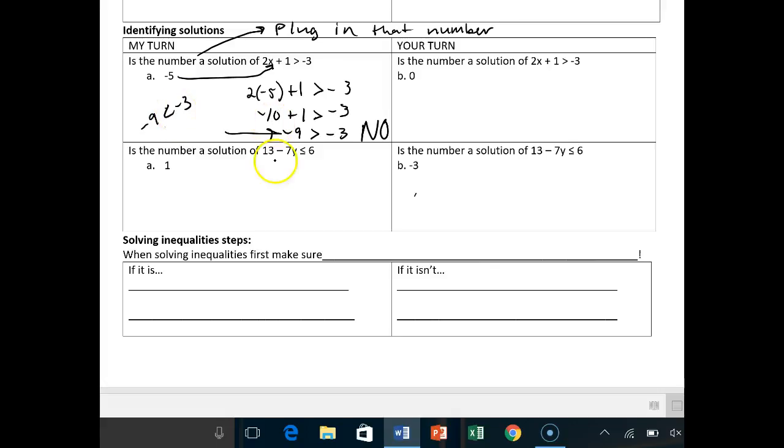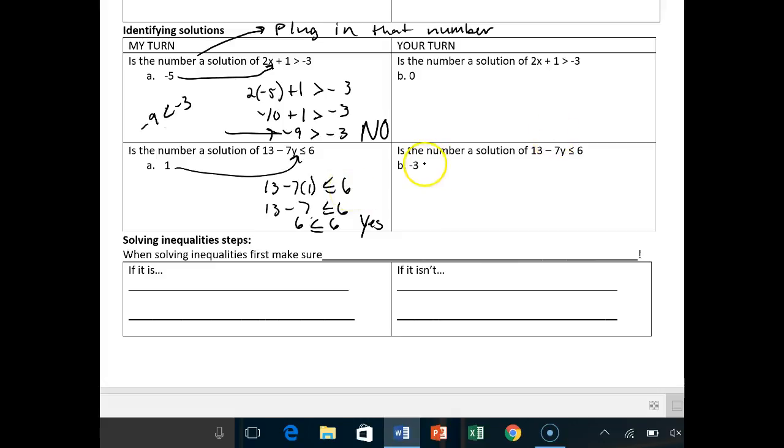The next one, 13 minus 7y is less than or equal to 6, and I want to plug in 1 there. So 13 minus 7 parentheses 1 less than or equal to 6. All right, 13 minus 7 is 6. So is 6 less than or equal to 6? And the answer is yes, because it is equal to 6. If I had anything greater than 6, like if I had 7, then my answer would be no.